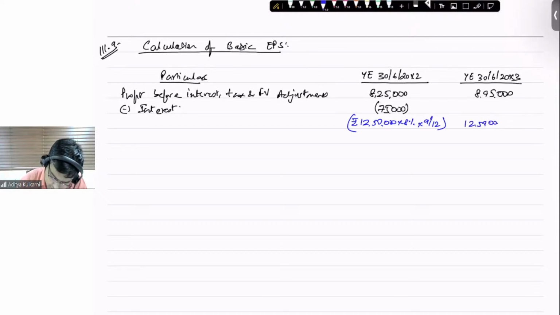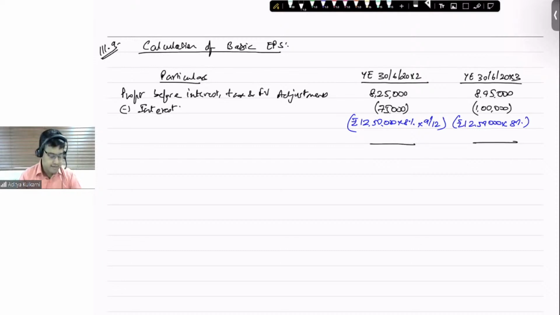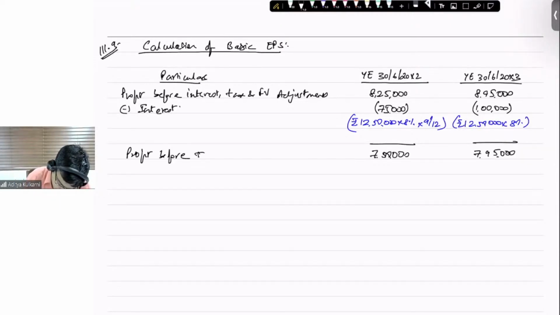Next one is for the full year. So 12,50,000 into 8%. So this is going to be 1 lakh. So this comes to 825 minus 75. That is 7,50,000. And this is 7,95,000. Okay, so this is profit before tax and fair value adjustments.